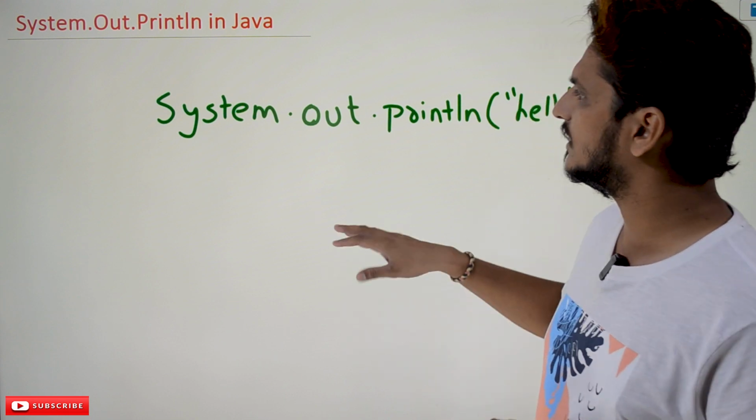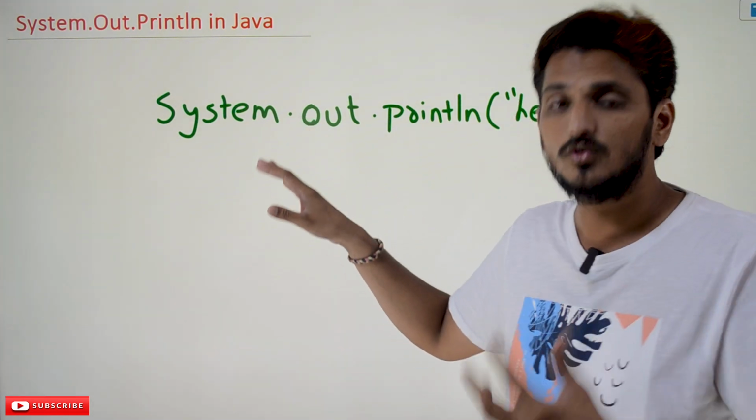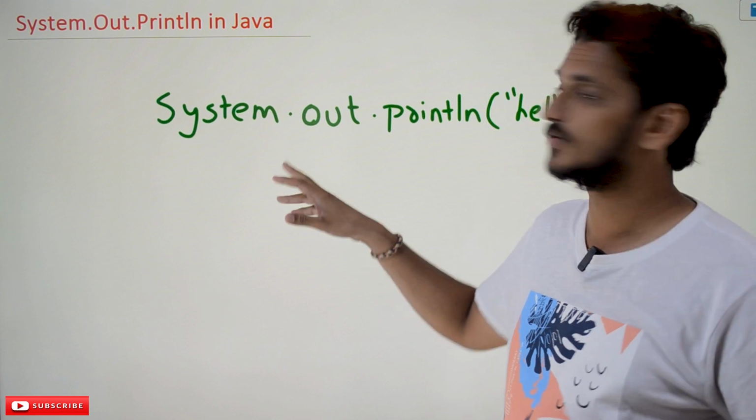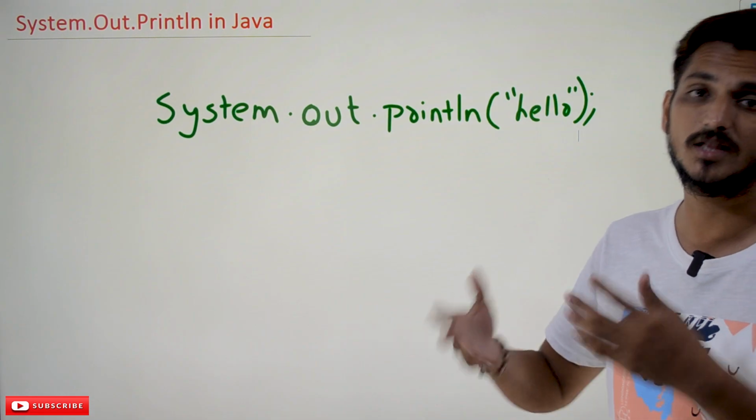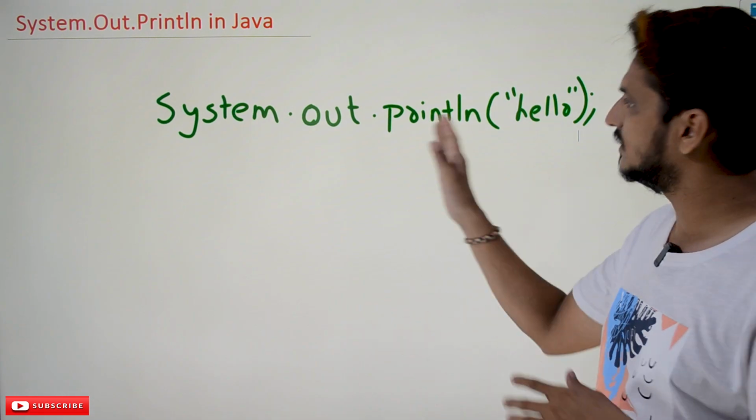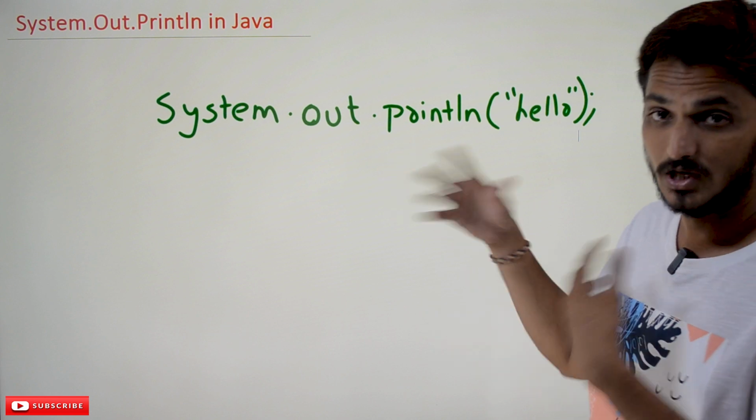Coming to today's class, this is the statement which we are going to use many times in our Java programs, System.out.println, in order to display variables and strings. We are using this statement. So what is this statement? We need to understand this.